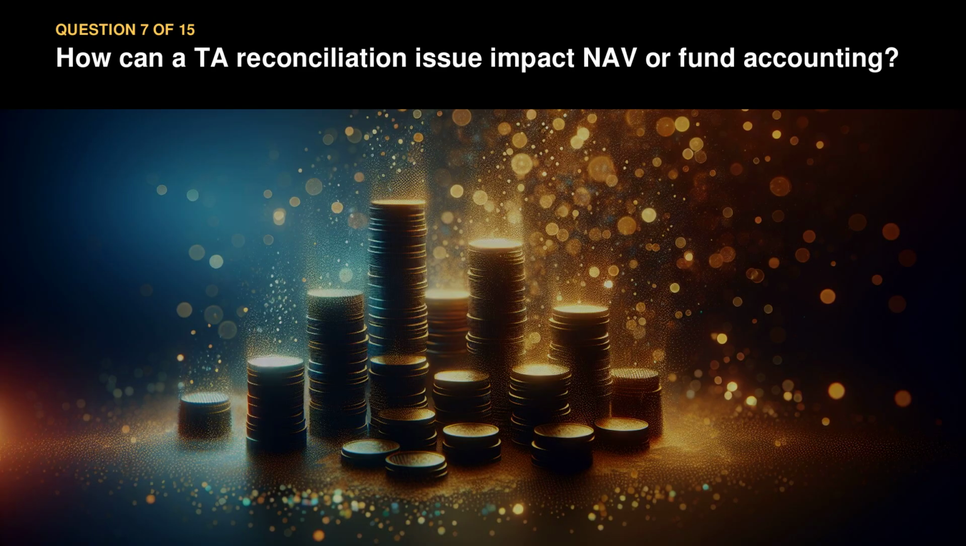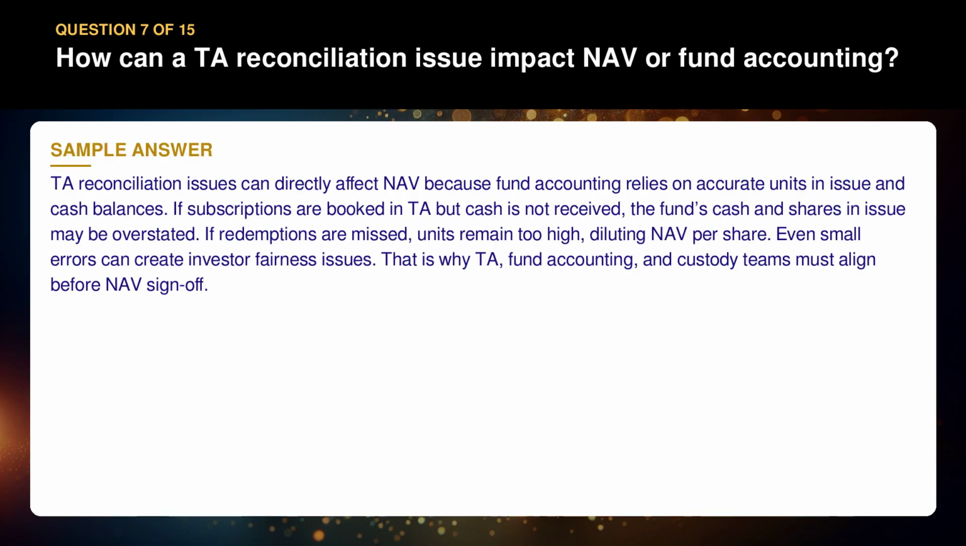Question 7. How can a TA reconciliation issue impact NAV or fund accounting? TA reconciliation issues can directly affect NAV because fund accounting relies on accurate units in issue and cash balances. If subscriptions are booked in TA but cash is not received, the fund's cash and shares in issue may be overstated. If redemptions are missed, units remain too high, diluting NAV per share. Even small errors can create investor fairness issues. That is why TA, fund accounting, and custody teams must align before NAV sign-off.